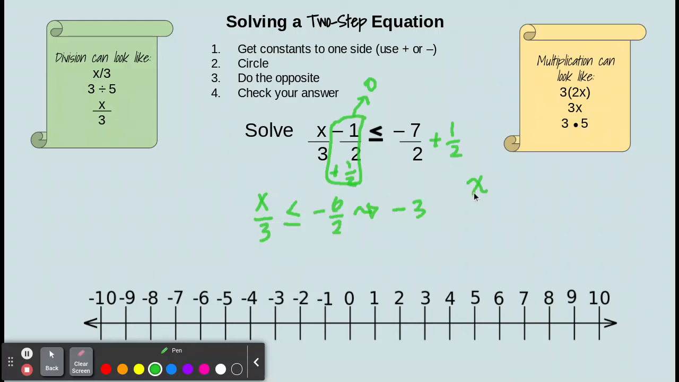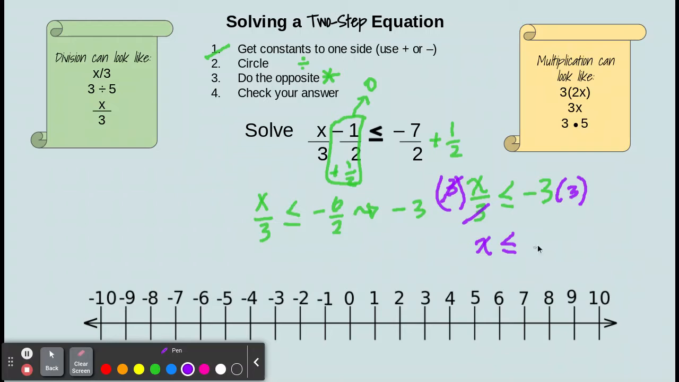So our inequality now looks like this. So we've gotten rid of the constant. We see here that this says x divided by 3, so that we know our original operation is division. And now we need to do the opposite of that, which is multiplication. So we're going to multiply both sides by 3. Okay, so 3 divided by 3 is 1, so we're just left with the x. This is not negative, it's positive. So we don't need to flip the sign.